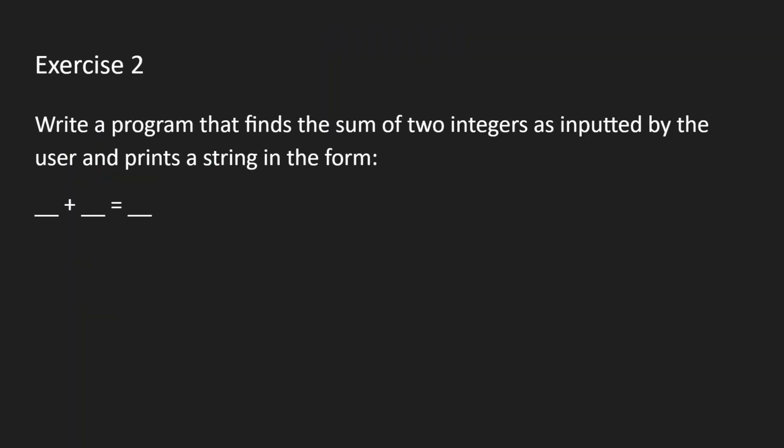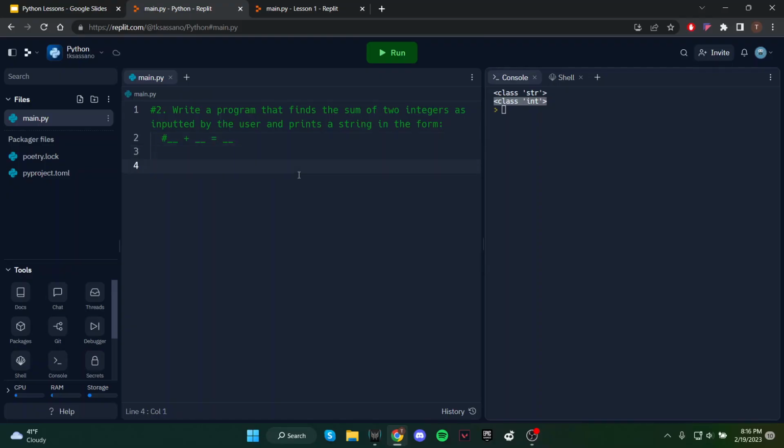Finally, let's write a program that finds the sum of two integers as inputted by the user and prints a string in the form "blank plus blank equals blank." So we need two different inputs again. Let's say num1 equals input, "First number," and then num2 is input, "Second number."